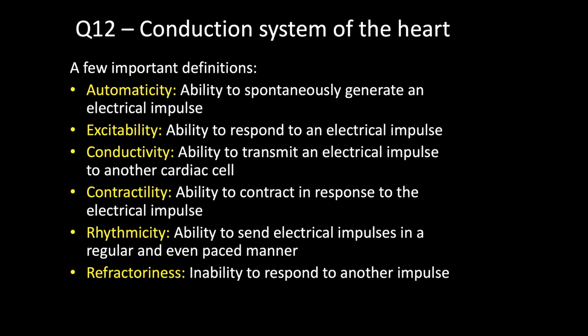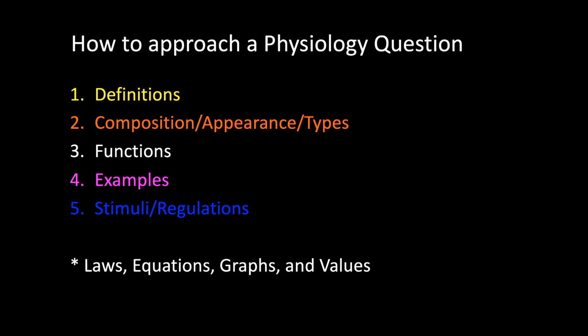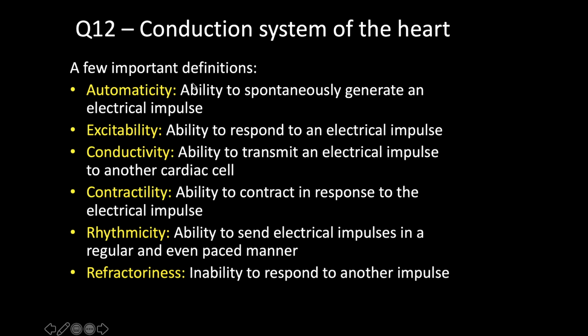So let's start with question 12, conduction system of the heart. A few important definitions. As you can see here, I've highlighted what each part is. Definitions will be in yellow, compositions in orange, and so on. So automaticity is the ability to spontaneously generate an electric impulse.